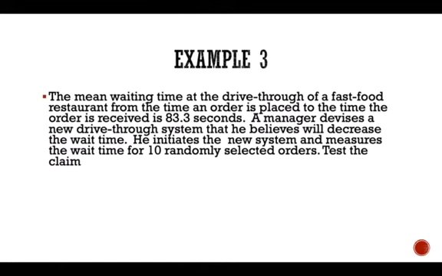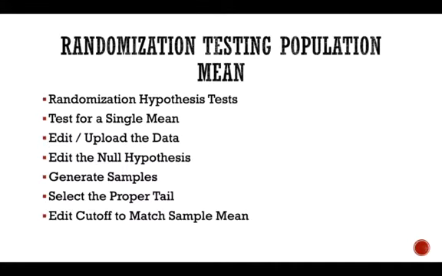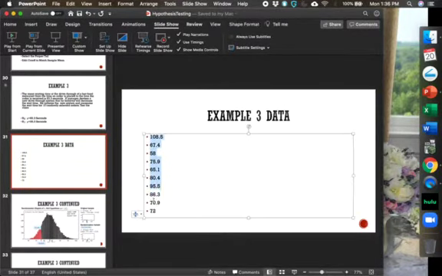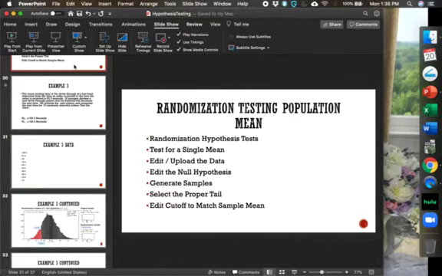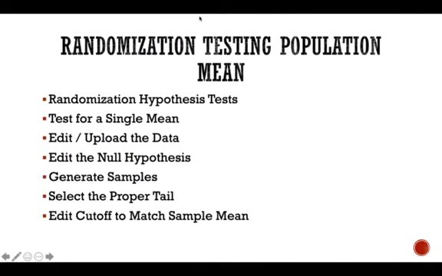So let's take a look at our example. The mean wait time at a drive-through fast food restaurant is approximately 83.3 seconds. A manager devises a new drive-through system that he believes will decrease the wait time. We take a sample of 10 randomly selected orders and record their wait time. And these are our 10 orders. So let me quickly copy these orders. So we have the data copied.